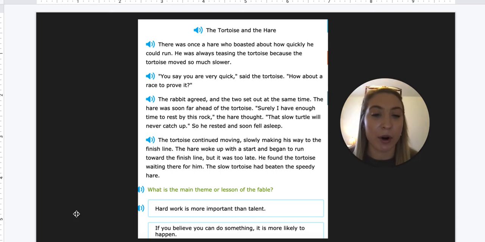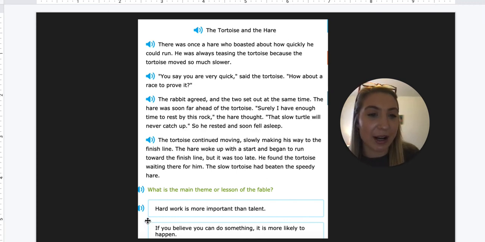Hard work is more important than talent. Well, the tortoise won because the tortoise put in the hard work and kept working to get to the finish line. But the hare was faster. But the hare was boasting and fell asleep and ended up losing because they weren't focused on just doing the race. So I would say that would be a pretty good one because they're talking about how hard work is really good, and the tortoise showed hard work, and the tortoise ended up winning with hard work.